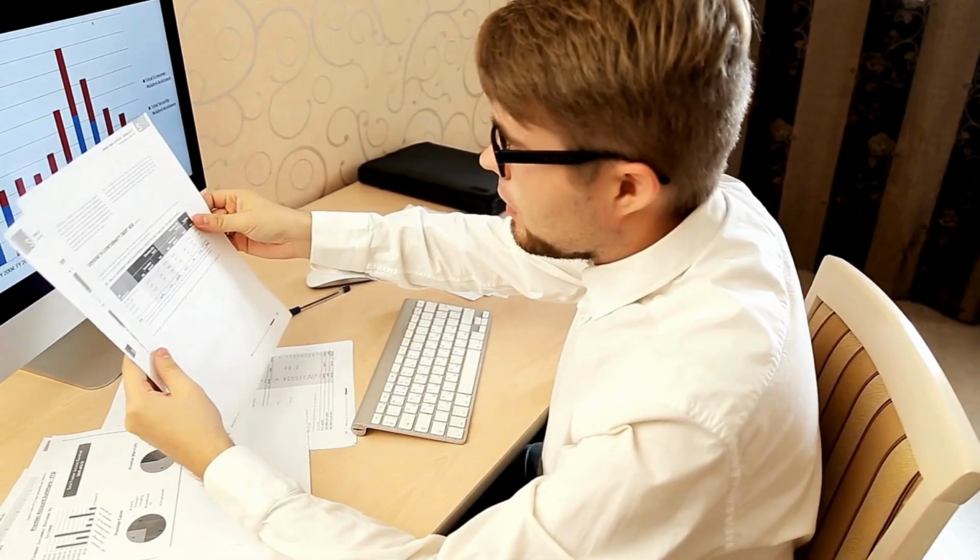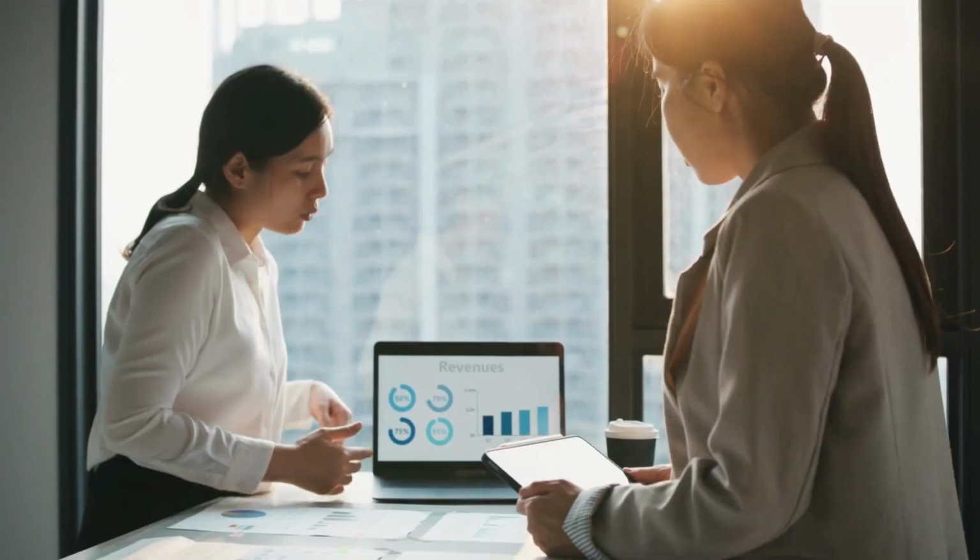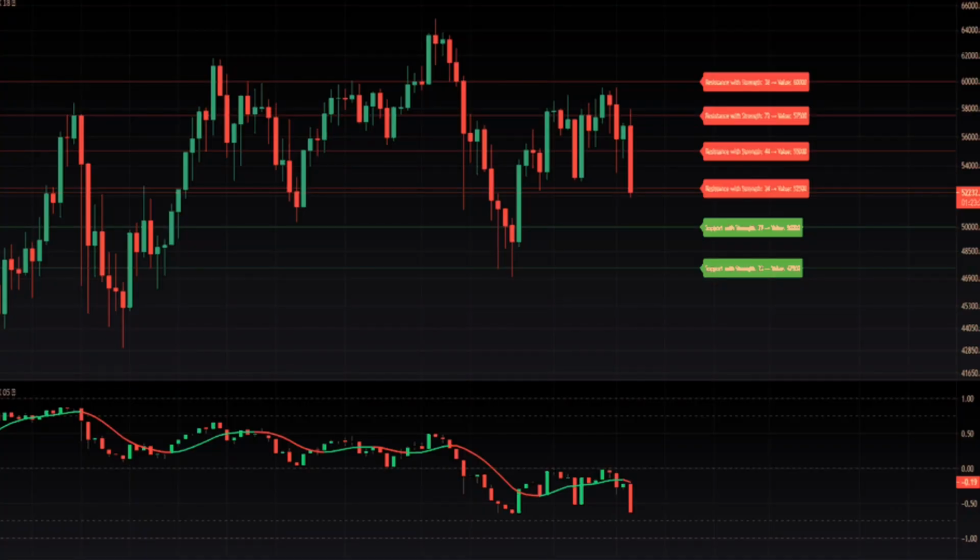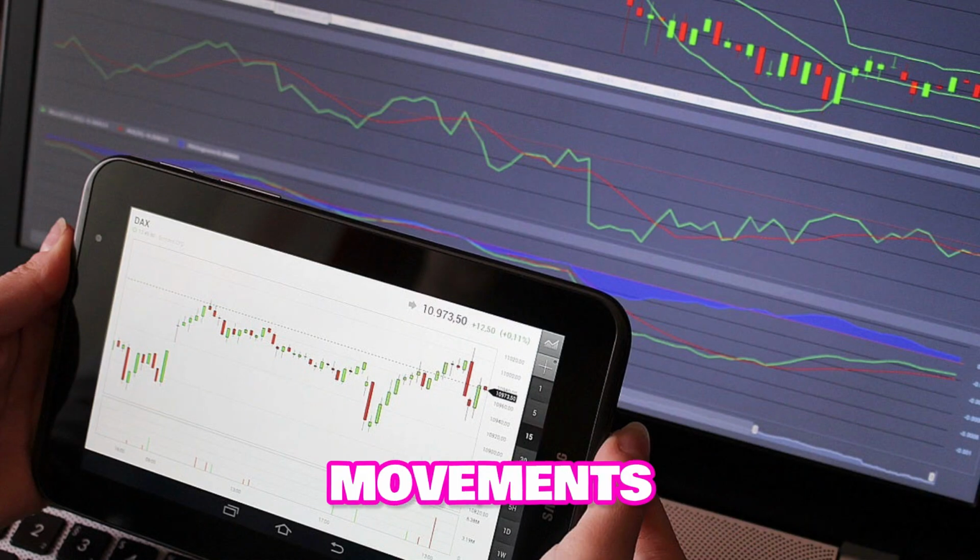Buying near support levels and selling near resistance levels can be an effective strategy. Additionally, when the price breaks through a support or resistance level, it often leads to significant price movements.